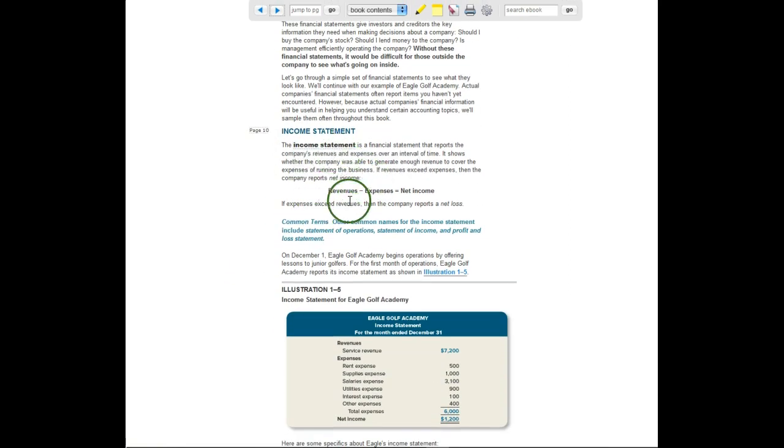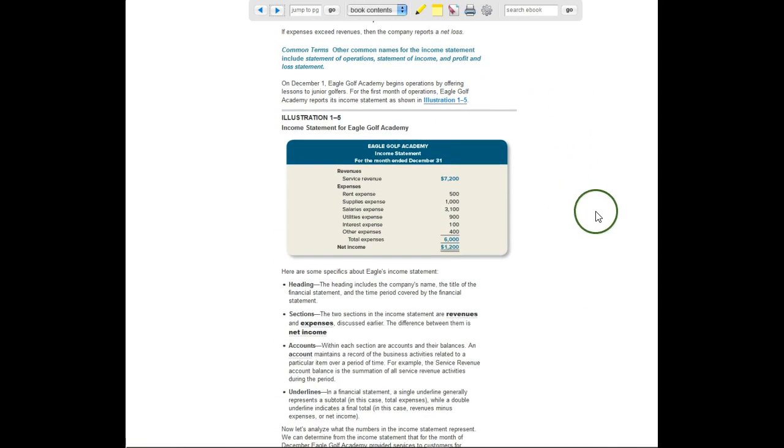The income statement, again, revenues minus expenses equals net income. So what would one look like? Here's an example the chapter has. This is a golf academy, so they've charged their clients a service revenue, golf lessons and so forth. So service revenue, $7,200. They list all their expenses. See a variety of expenses here. You add up the expenses to get a total, and now subtract the $6,000 from the $7,200 revenues. Our net income is $1,200. So it's the revenues minus the expenses will be net income.